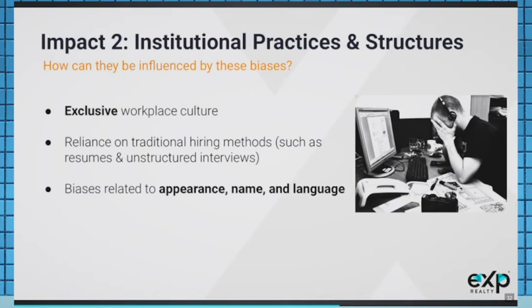Impact number two, institutional practices and structures. How can they be influenced by these biases? So it can also lead to an exclusive workplace culture. It increases the reliance on traditional hiring methods, such as resumes and unstructured interviews, and biases related to appearance, name, and language are particularly prevalent in the hiring methods and interview methods.